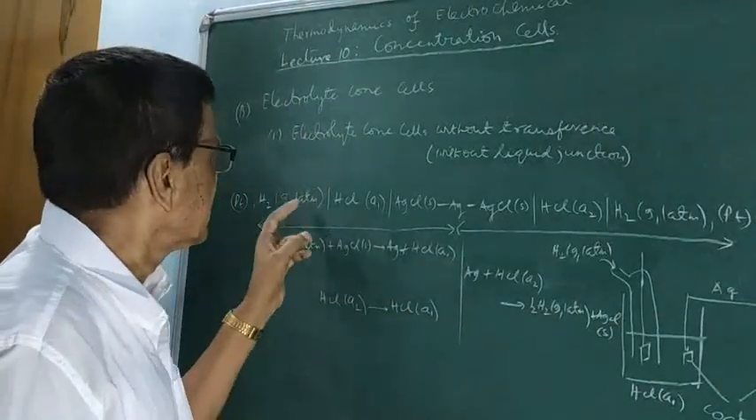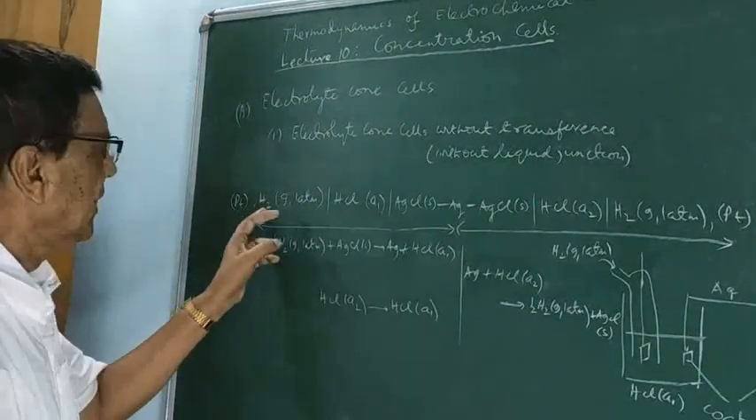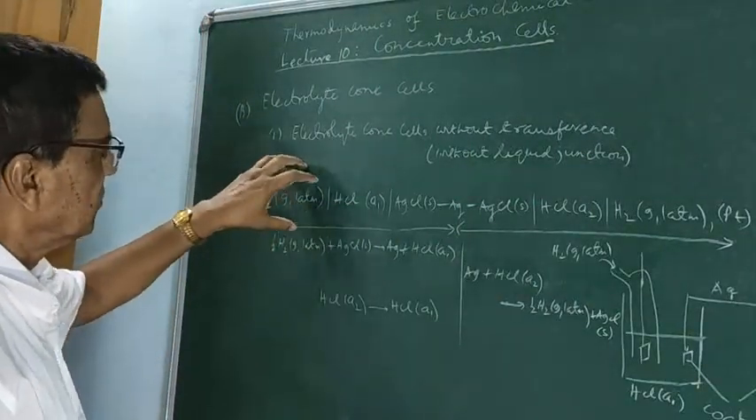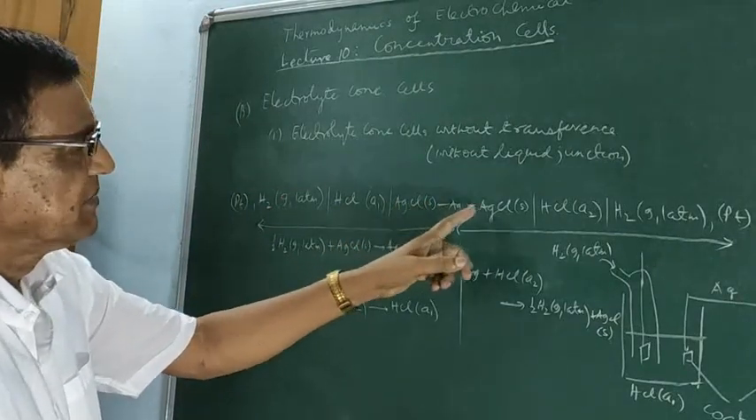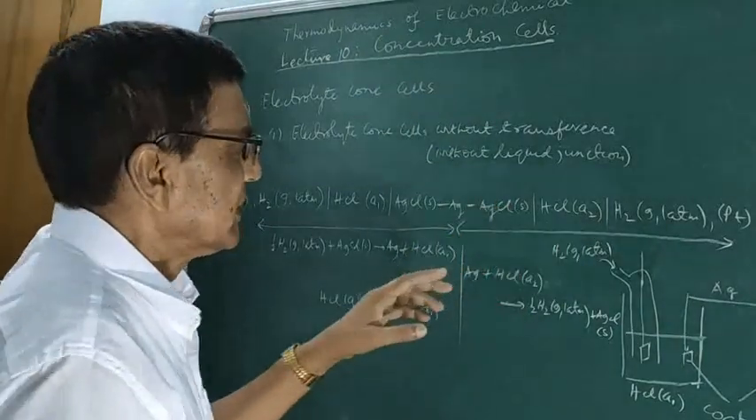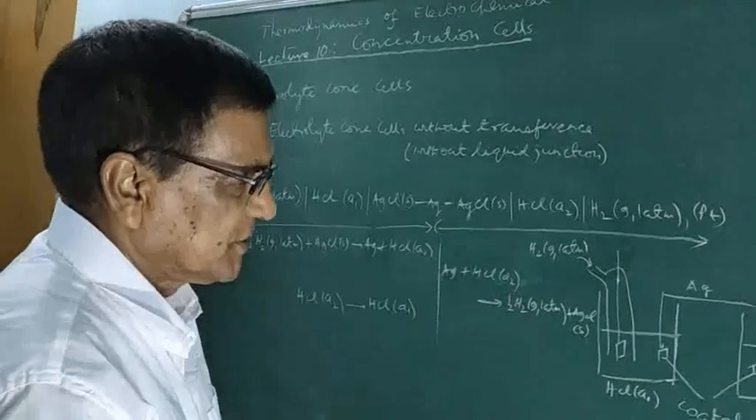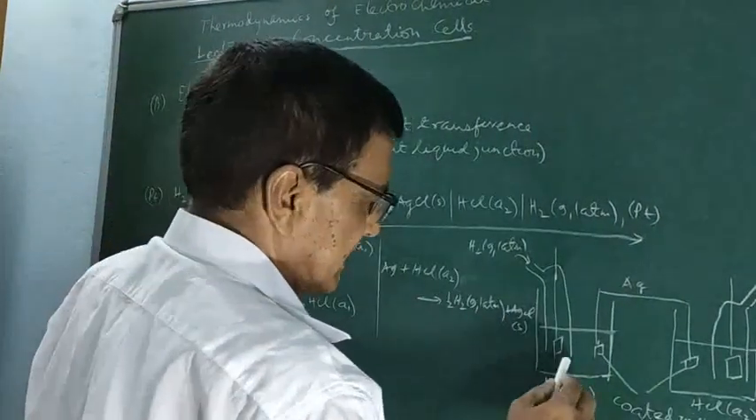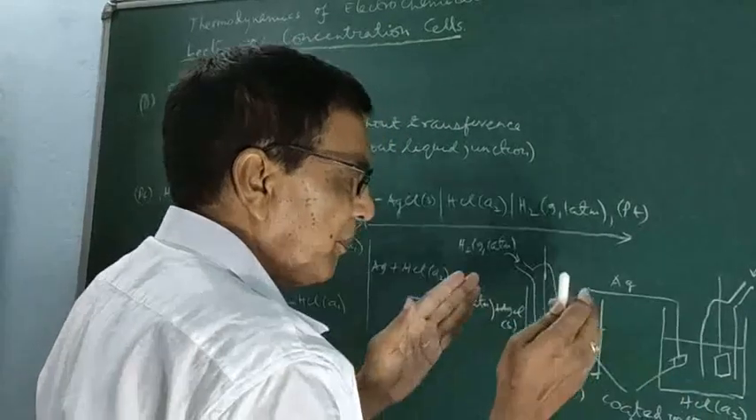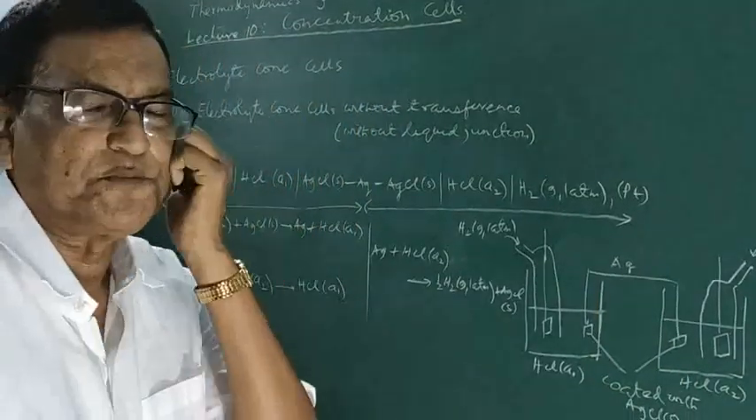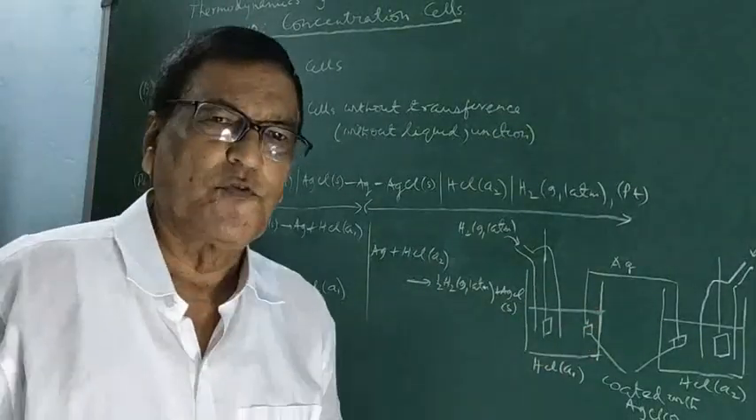This is this type of concentration cell. I can also write it here: a hydrogen electrode with hydrochloric acid of activity A1, and silver chloride and silver, and so on. In this type of cell, the hydrochloric acid has no chance to make a junction, so the junction potential is totally eliminated. This type of cell is also very popular.